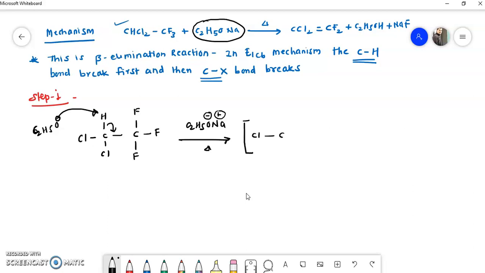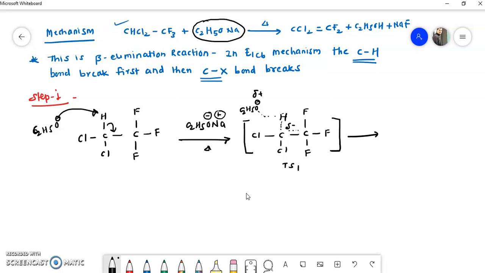So these bonds stay as they are; see here, 3 fluorine atoms are there. But this bond is now breaking, so I will represent it as a dotted line. Again, this double bond is forming, and here there is also a bond forming with the base, that is C2H5O minus. In this way we can show the transition state. This carbon will carry a delta positive charge, and this carbon will carry a delta negative charge. So this is transition state 1.